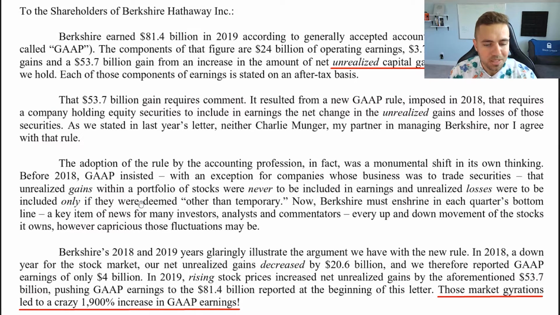And this says, "Berkshire's 2018 and 2019 years glaringly illustrate the argument we have with the new rule. In 2018, a down year for the stock market, our net unrealized gains decreased by $20.6 billion, and we therefore reported GAAP earnings of only $4 billion. In 2019, rising stock prices increased net unrealized gains by the aforementioned $53.7 billion, pushing GAAP earnings up to $81.4 billion reported at the beginning of this letter. Those market gyrations led to a crazy 1,900% increase in GAAP earnings just year over year."